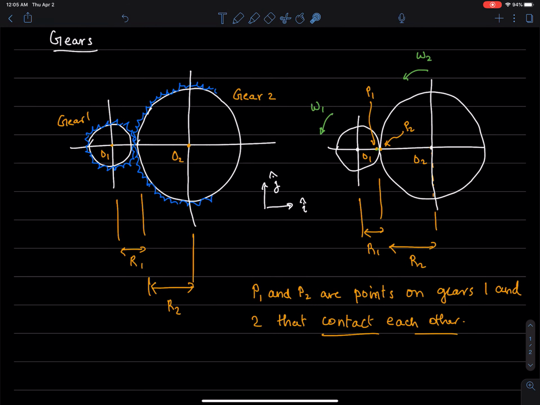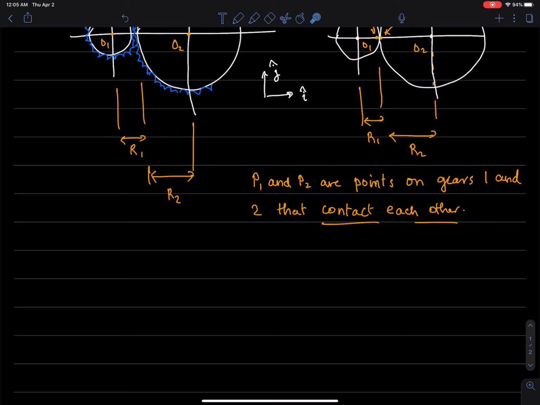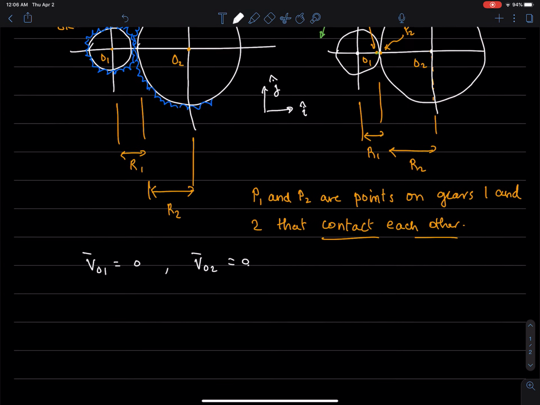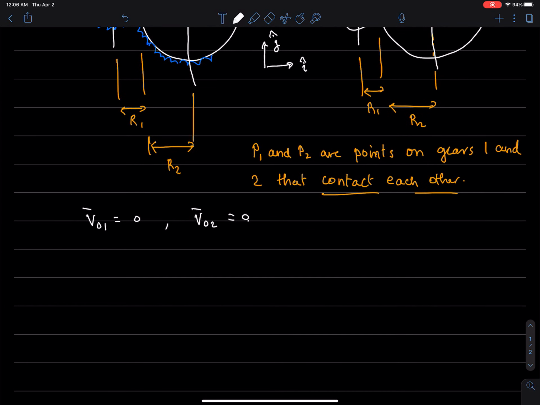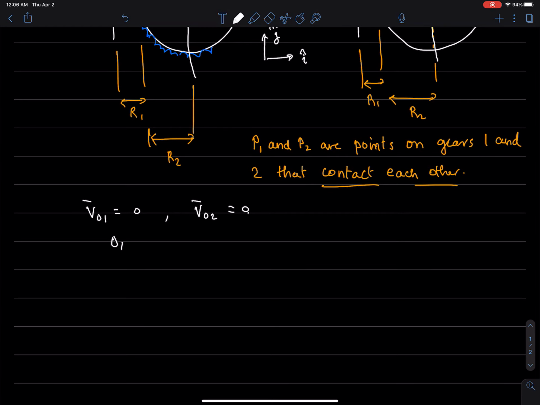Now, what is the typical situation in which these gears operate? We can say that points O1 and O2 are at rest. In other words, this gear rotates about this point, this gear rotates about this point instantaneously. So velocity of O1 equals 0, velocity of O2 equals 0. That's typically, so this is not quite a problem, this is more of a discussion of how gears work, right? In other words, O1 and O2 are fixed in space, let's say.